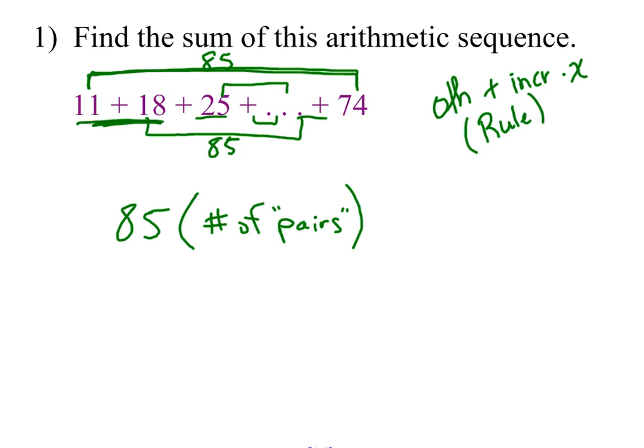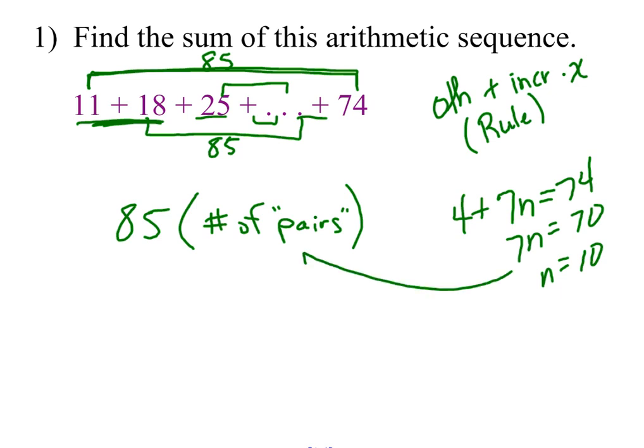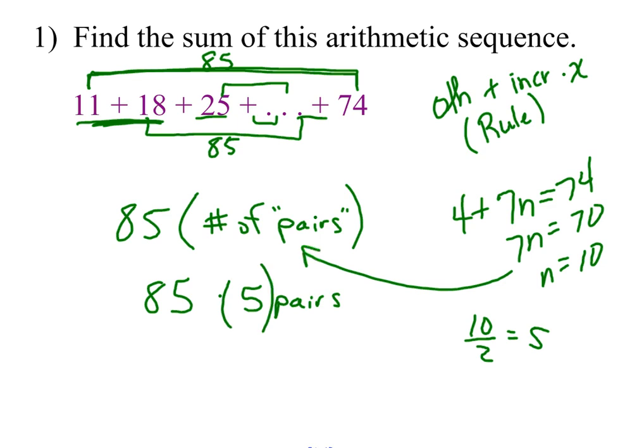So I'll quickly remind you to do that again. So we have the previous term, which was 4, plus the increment equals 74, subtract 4, so we get our 10. So we know we have 10 terms, 10 numbers. Well, if there's 10 numbers, that means we have 5 pairs. In formula-wise, it's going to be like 10 divided by 2 to come up with that 5. So we just do 85 times 5. And we should come up with that same answer. What was that, 425?